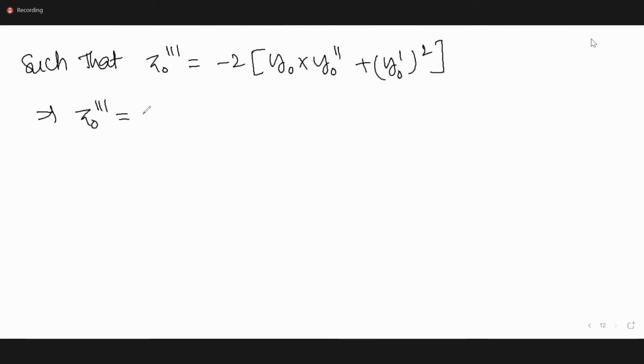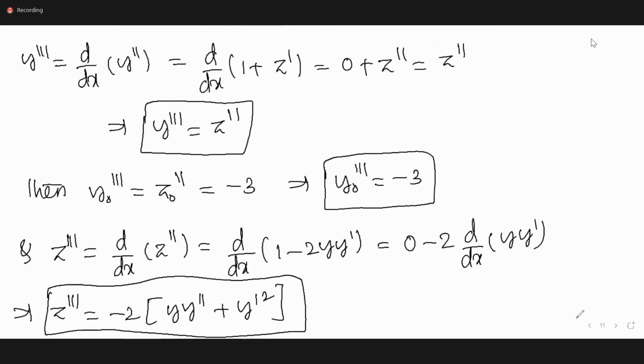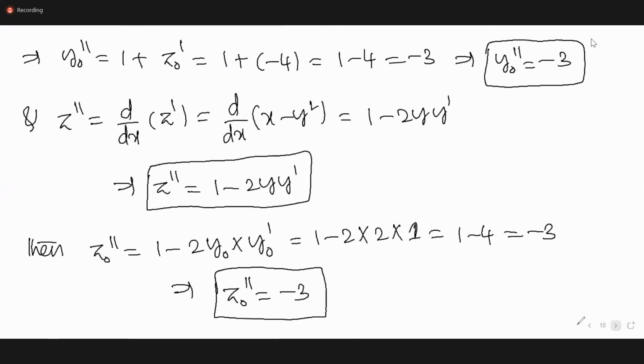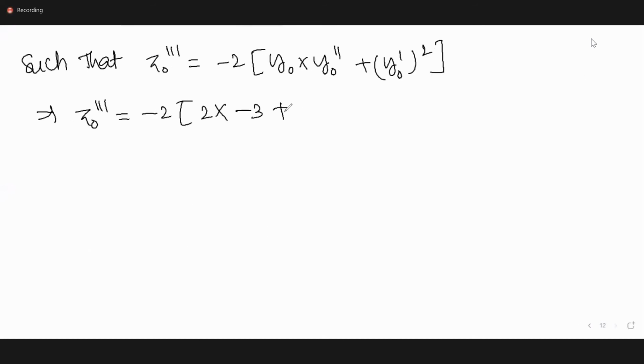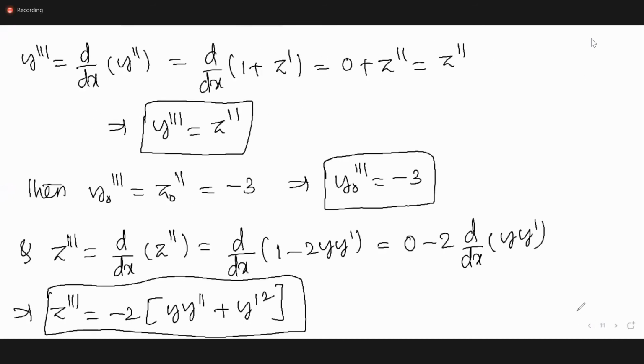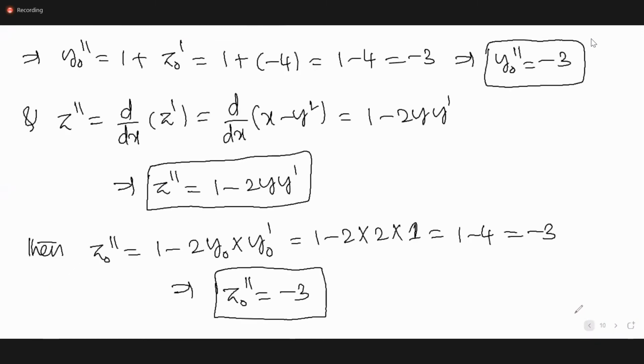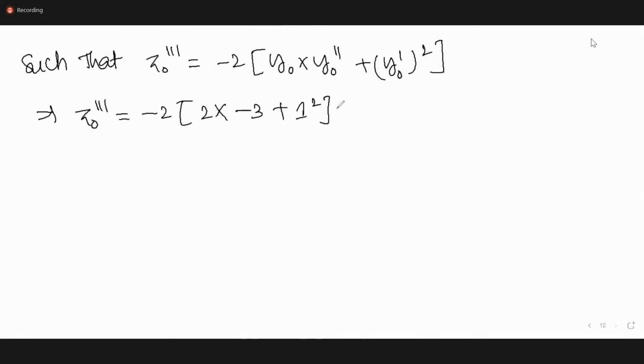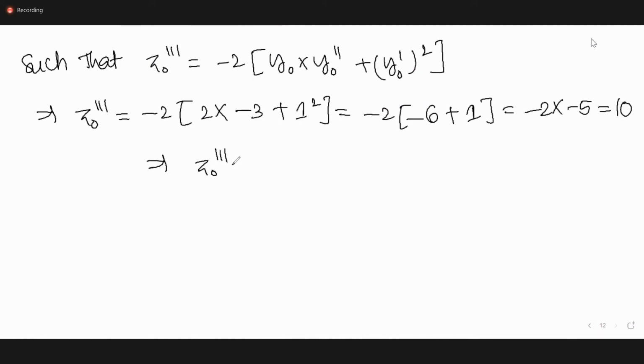So z naught triple dash is equal to minus 2 into y naught, 2, y naught double dash, minus 3, y naught dash, 1, so 1 square. So minus 2 into minus 6 plus 1. So minus 2 into minus 5, that is 10. So z naught triple dash is equal to 10.